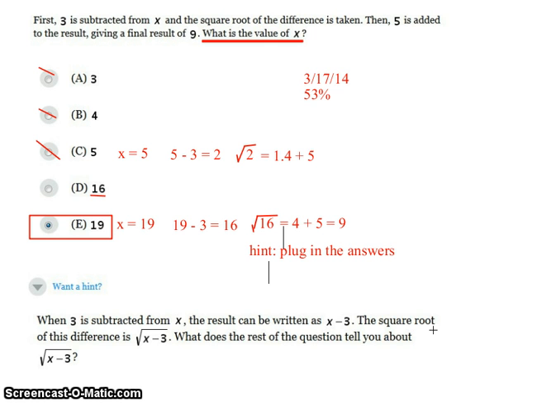If I know that one of the answer choices represents the number I'm looking for, why not just try them and see what works? So again, that's your official SAT question of the day from College Board.